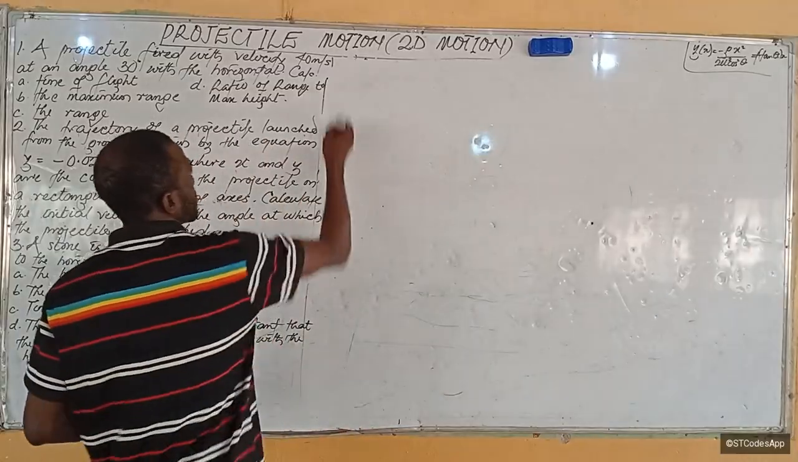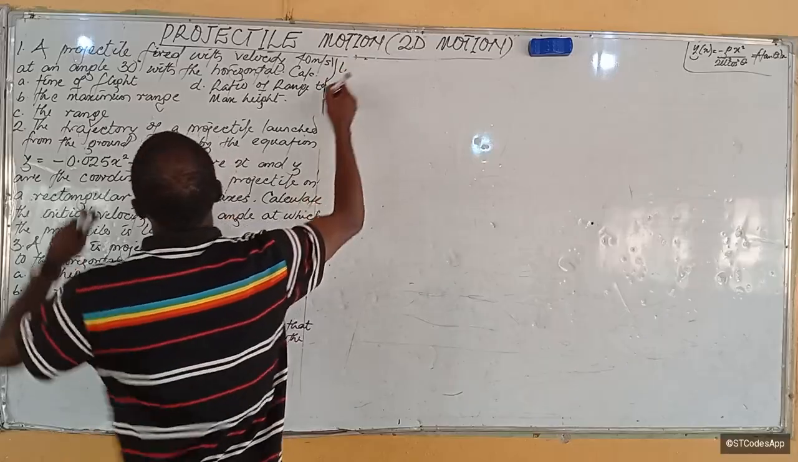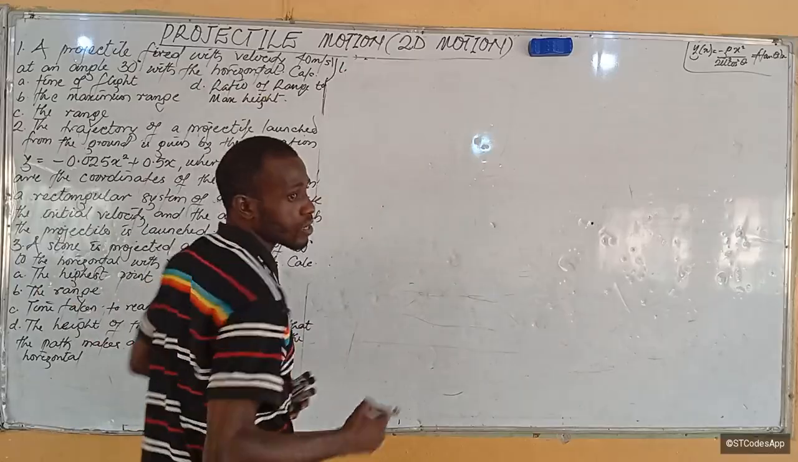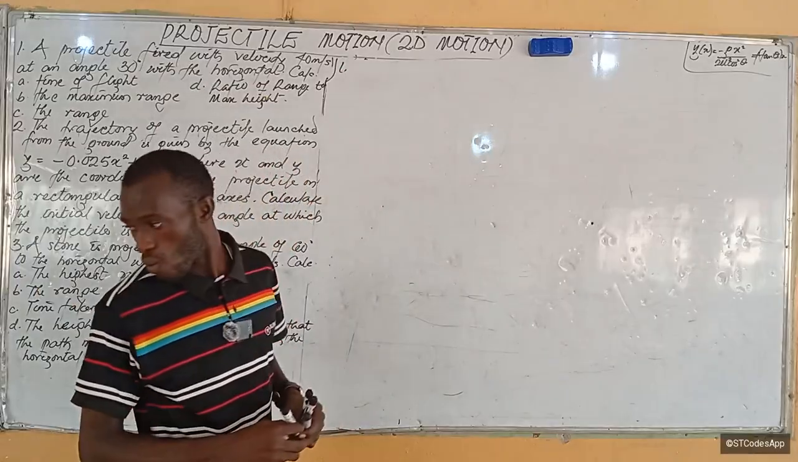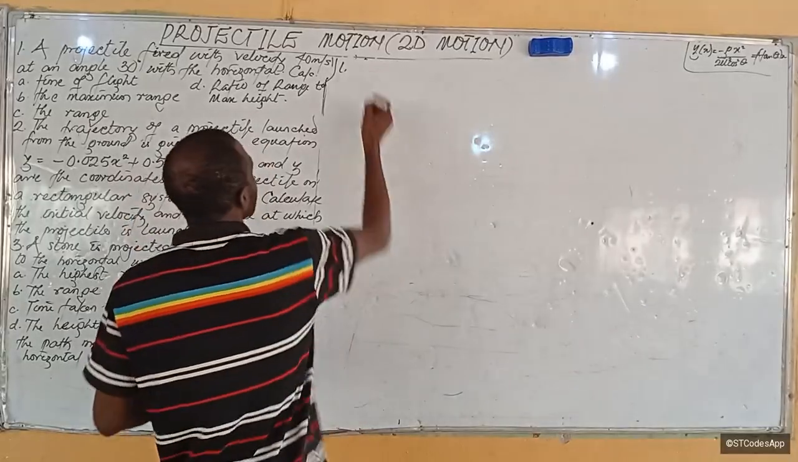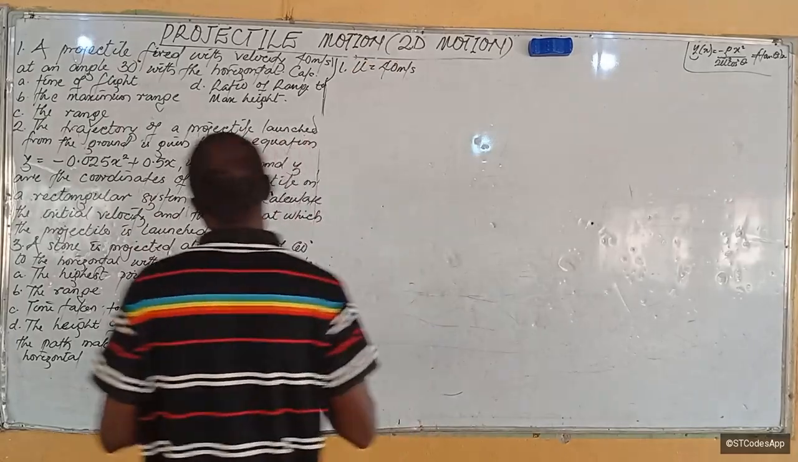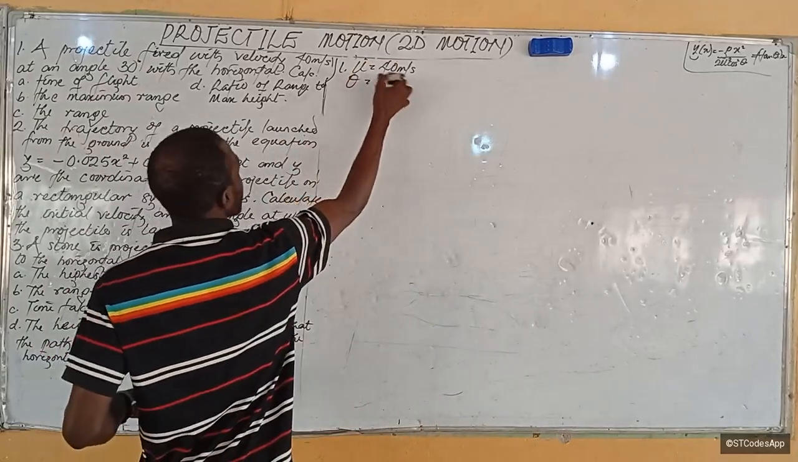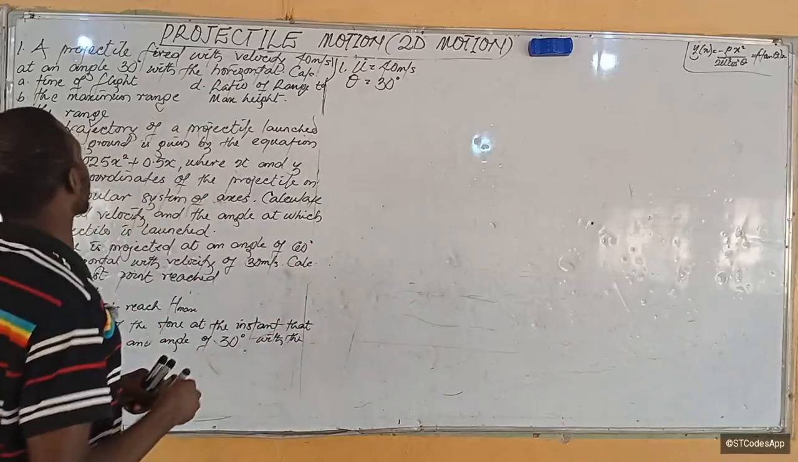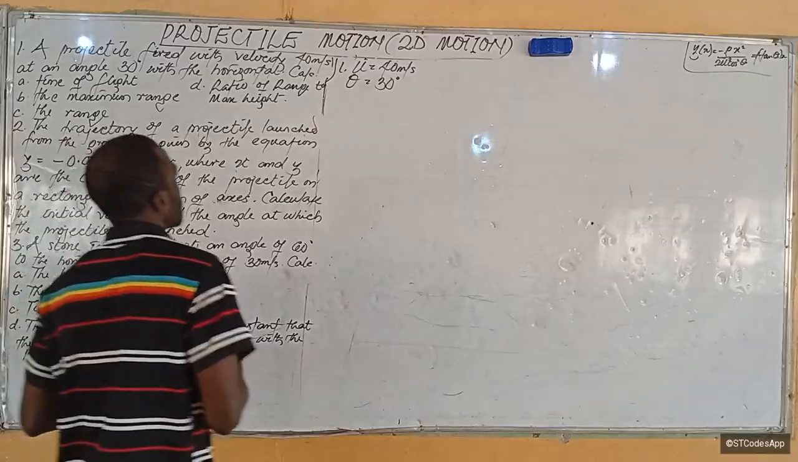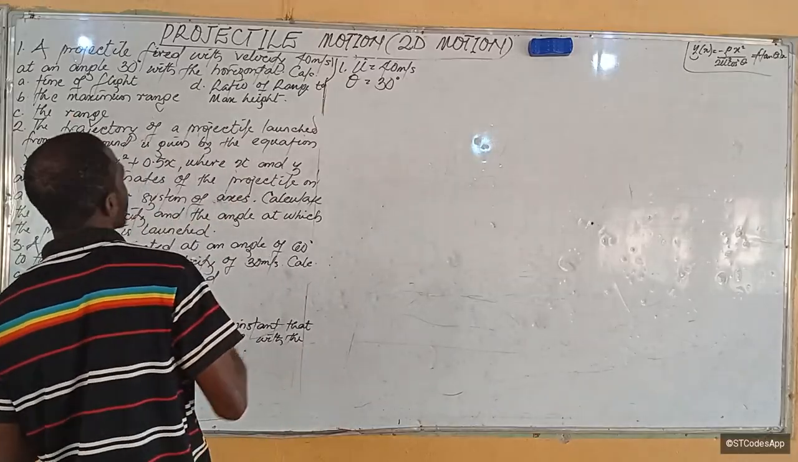Let's go. Number 1 says that a projectile is fired with a velocity u of 40 meters per second at an angle theta equals 30 degrees to the horizontal. Calculate the time of flight.